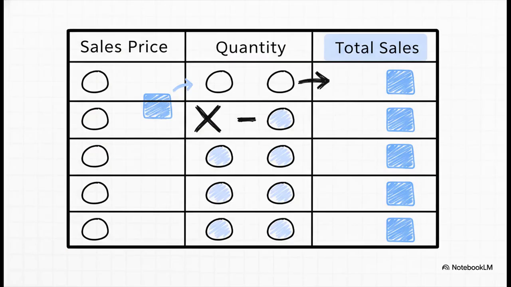Let's look at a classic example for a column. Say you want to calculate the total sales for every single line item in your sales table. Well, that formula, sales price times quantity, it has to be calculated for every single row. It's a static, row-level attribute. That's a textbook case for a calculated column.